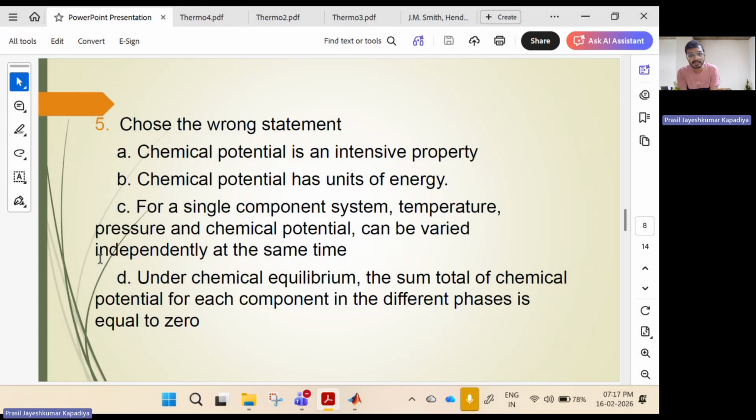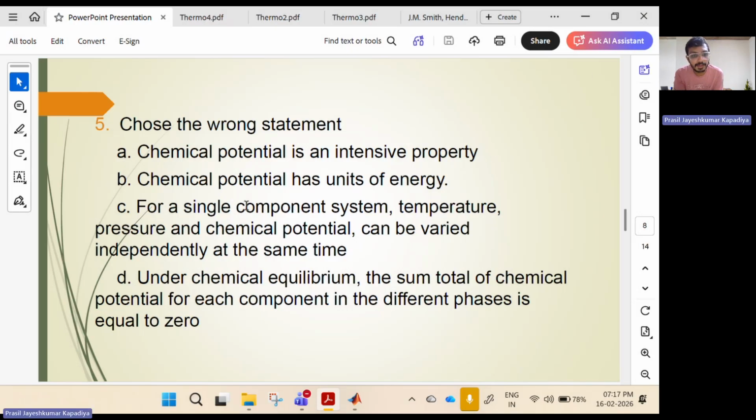Okay. We have to choose the wrong statement among the given options. The first statement says that chemical potential is an intensive property. What is an intensive property? An intensive property is a property which does not depend on the mass of the system or matter of the system. So chemical potential is an intensive property because it will not depend on the mass of the system. So this one is a correct statement.